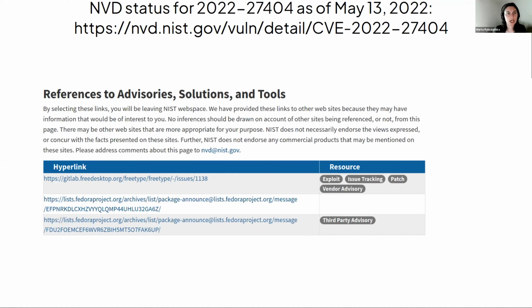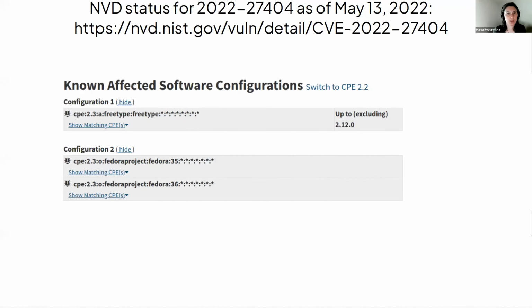Then at the end, you have the part about the software configurations that are affected by this issue. In this case, we have 2 configurations. The first configuration is just the FreeType project itself. In this case, the bug is marked as happening up to version 2.12.0. Excluding that version, it means it's fixed in this one. And you also have information about the distribution that is affected. In this case, you have Fedora.